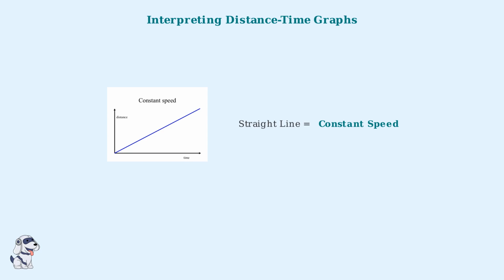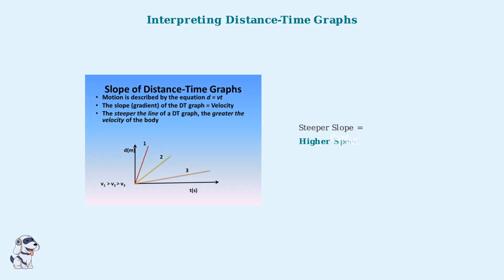By learning to read these graphs, we can understand different types of motion and calculate important quantities like speed and velocity. A straight line on a distance-time graph indicates that an object is moving at constant speed. The object covers equal distances in equal time intervals. The steepness of the line, called the slope, tells us how fast the object is moving.